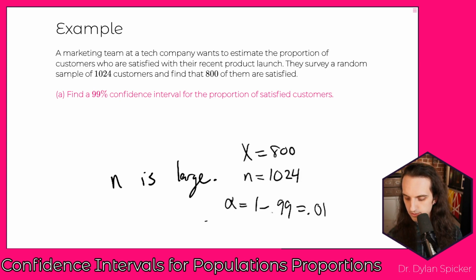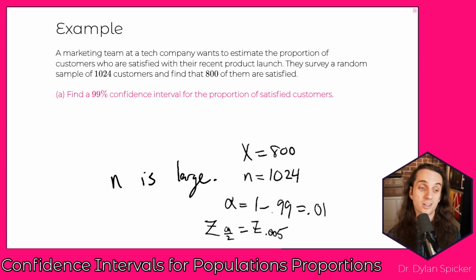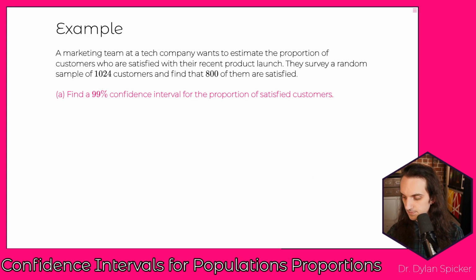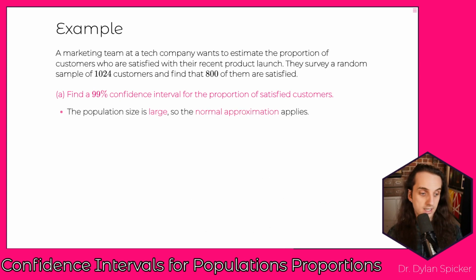And so then we're going to want the critical value corresponding to z of alpha over 2. In this case, that's z of 0.005, and we can grab this from, say, the statistical programming language or similar. Okay? And so with this information pulled out, we can actually start constructing this confidence interval. Because the population is large, the normal approximation is going to apply. We can take x to be 800 and n to be 1024.